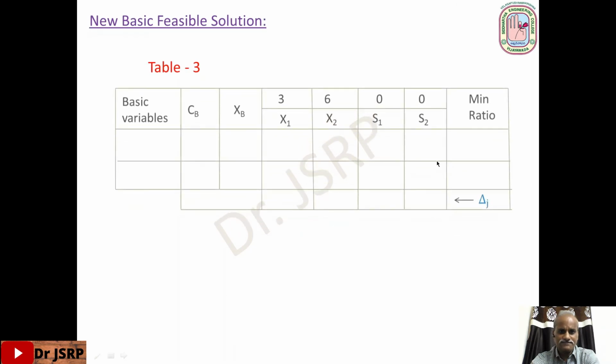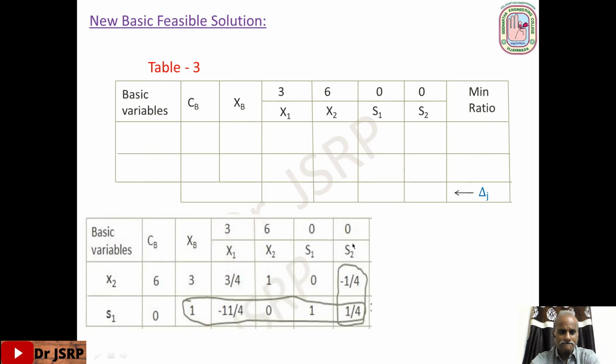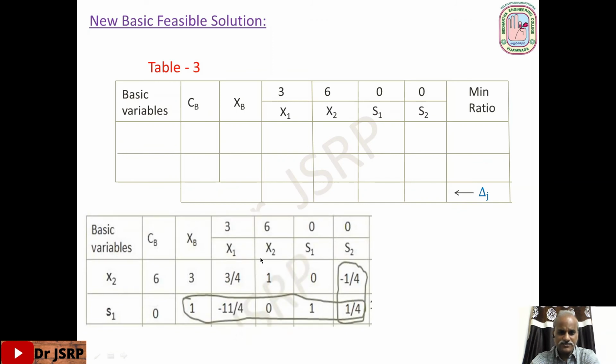So table 3. Take the structure of the table and take the previous table, table 2. So here S1 is replaced by S2. Okay. S1 is replaced by S2. X2 remains the same. Now the costs of these basic variables: X2 cost 6, S2 cost 0.